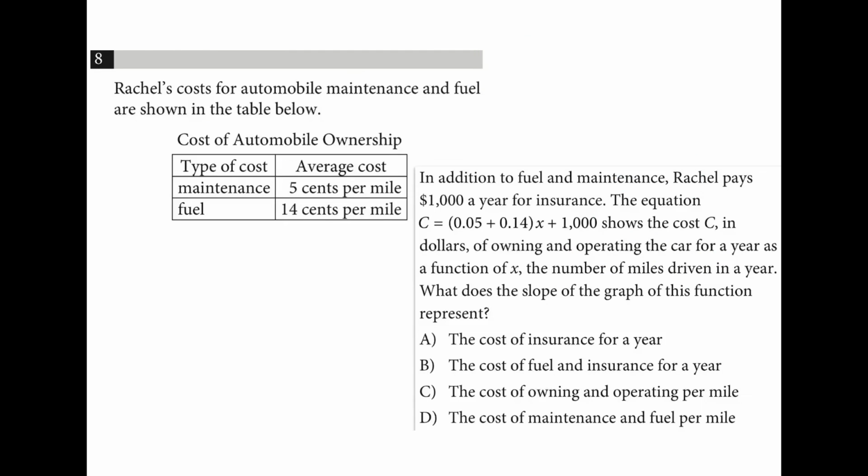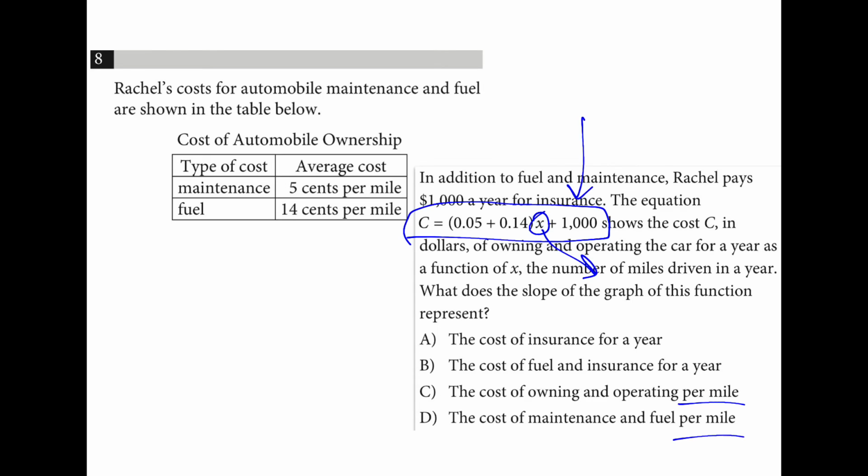So we have this equation right here, which tells us how much Rachel spends on automobile maintenance and fuel. The $1,000 is for insurance. That's a one-time fee per year, and it doesn't change. But the maintenance and fuel changes based on how many miles are driven. So it's important to note that that's what X is. It's the number of miles.